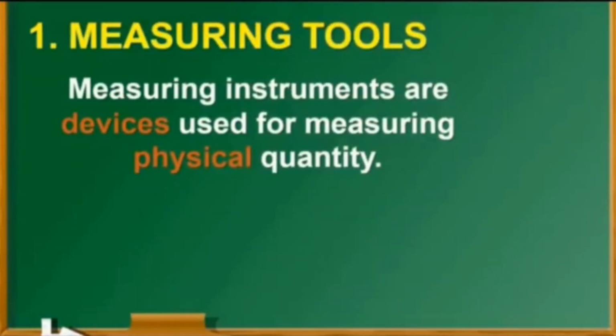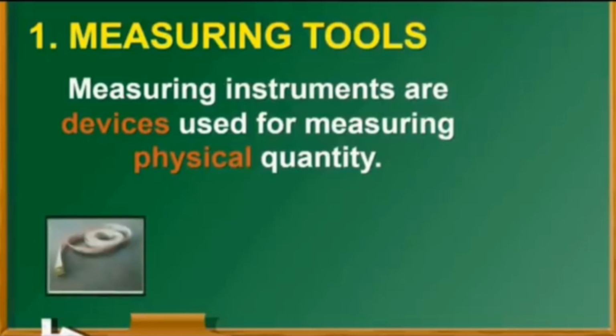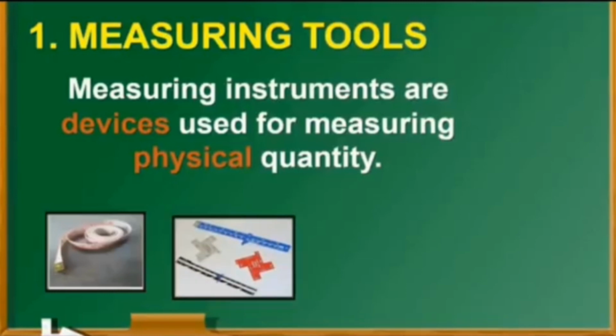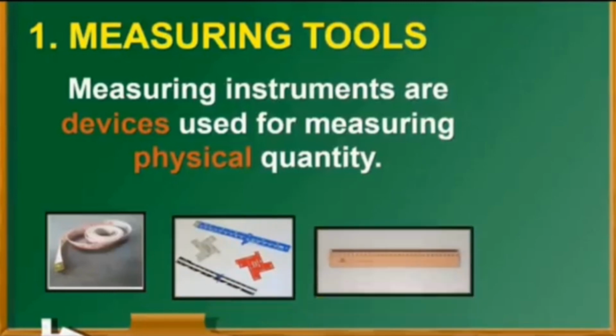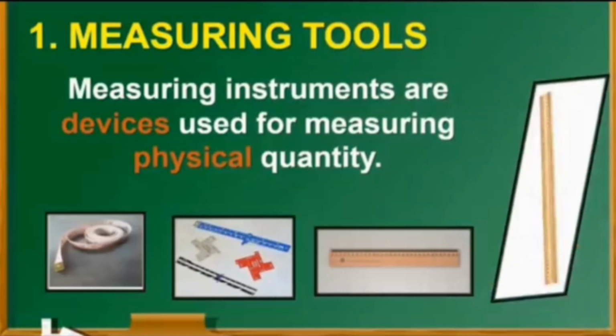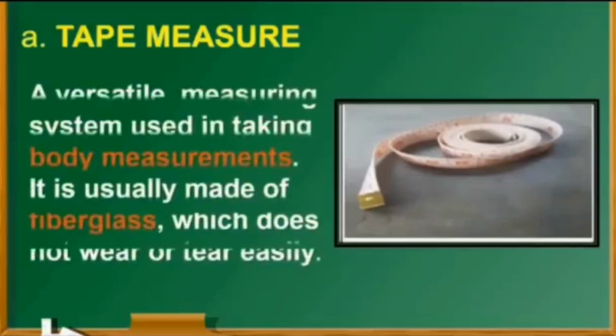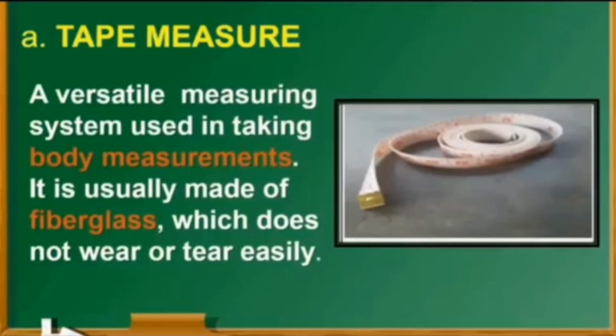Measuring tools. Measuring instruments are devices used for measuring physical quantity. To ensure that final fittings fit perfectly, it is important that we measure accurately. Tape measure. A versatile measuring system used in taking body measurements. It is usually made of fiberglass, which does not wear or tear easily.